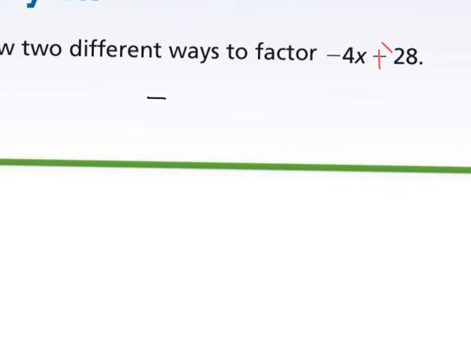Looking at the 4 and the 28, they're both divisible by 4. Technically divisible by 2, but we're going to factor as big of a number out as we can. So we're actually going to factor not only a 4, but a negative 4. I think that is just going to make things easier for you, and down the line with some other stuff you'll do in math, that'll make things a little bit easier for you as well.